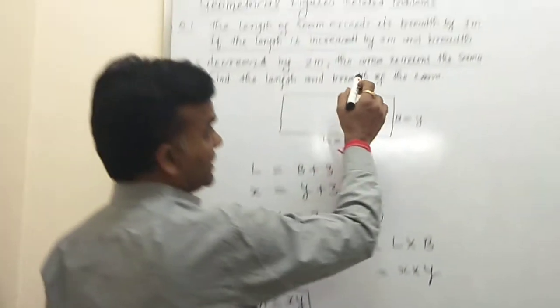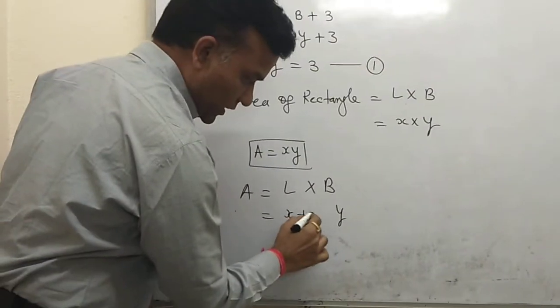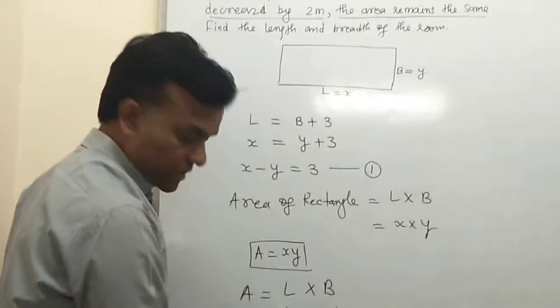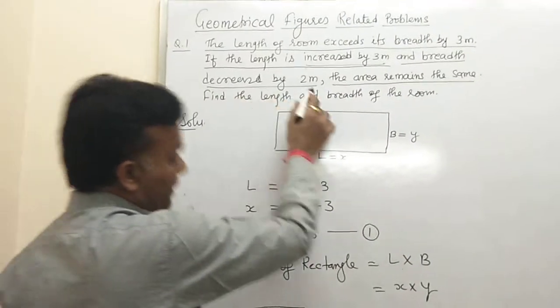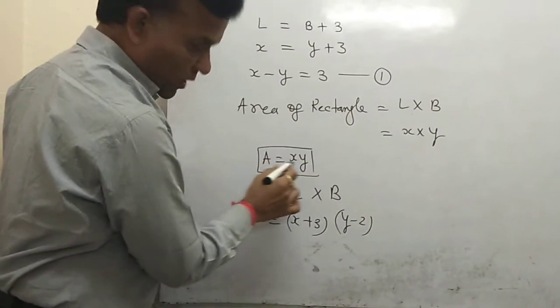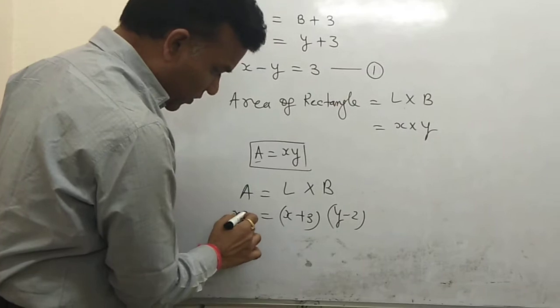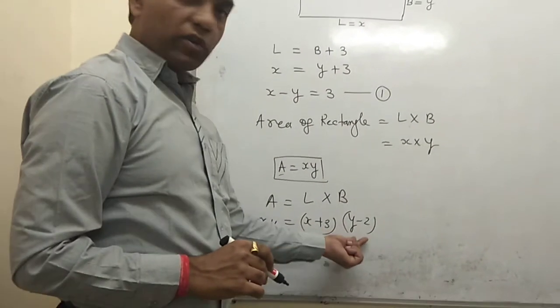The first condition is that your length is increased by 3, so it becomes x plus 3, and your breadth is decreased by 2, so you write y minus 2. The area remains the same, which means the area is again x into y. So x into y equals x plus 3 into y minus 2.